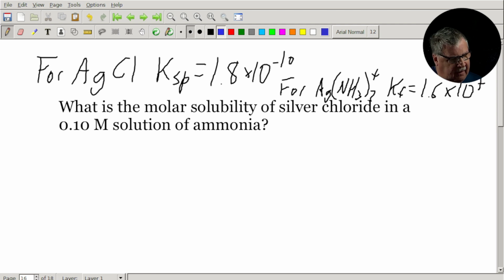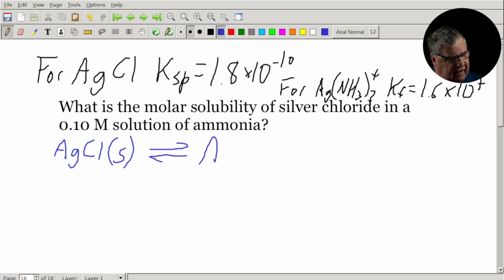So let's do that. So for the first equilibrium, let's look at the solubility product equilibrium. What does it represent? It represents this: the solid silver chloride in equilibrium with silver ion in solution.